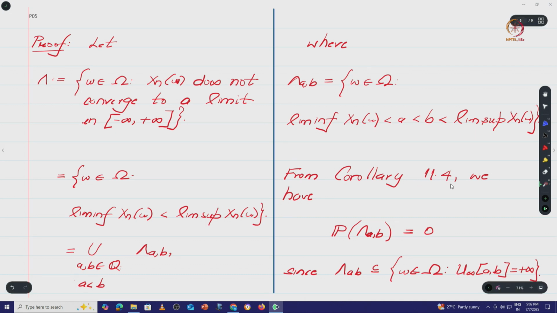Now from our previous corollary we know that this random variable takes a finite value with probability 1, or this random variable U infinity takes the value infinity with probability 0. And Lambda AB, which is defined over here, my claim is that it is a subset of this event. So let us try to understand why this subset relation holds. Lambda AB says that lim_inf is less than A and lim_sup is bigger than B.